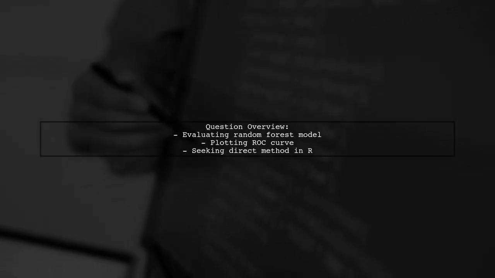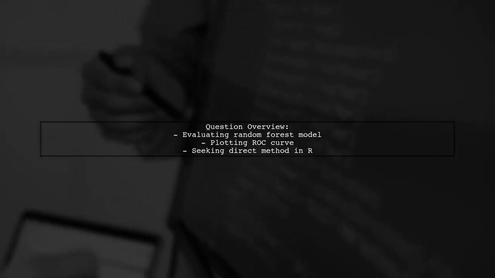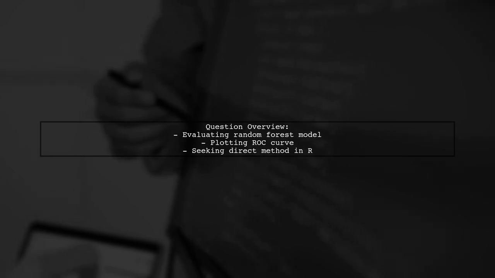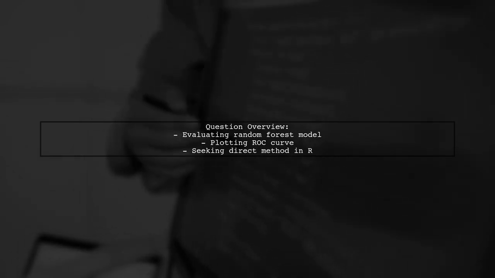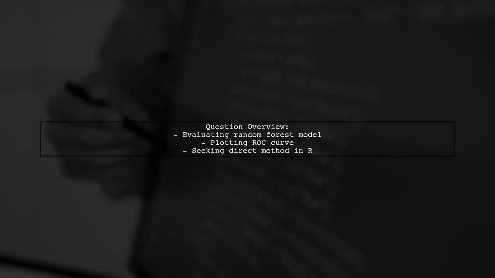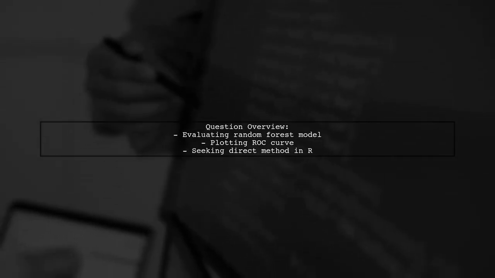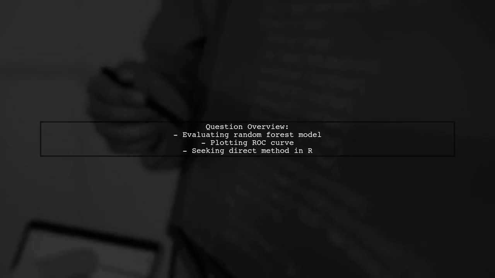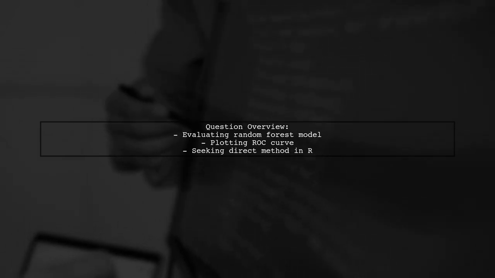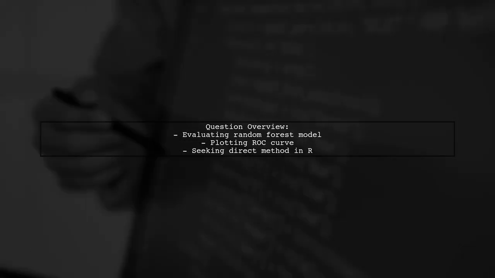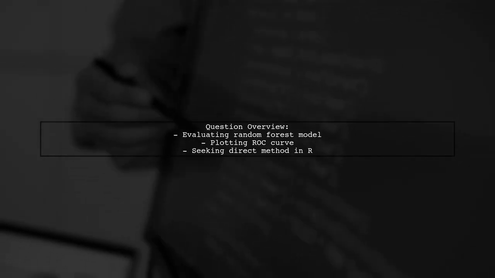Our viewer has been enjoying their experience with H2O's R interface, particularly with random forest models. They want to evaluate their model's performance by plotting the ROC curve, but they find the documentation a bit unclear. While they've seen how to do this in Python, they're looking for a straightforward method in R.